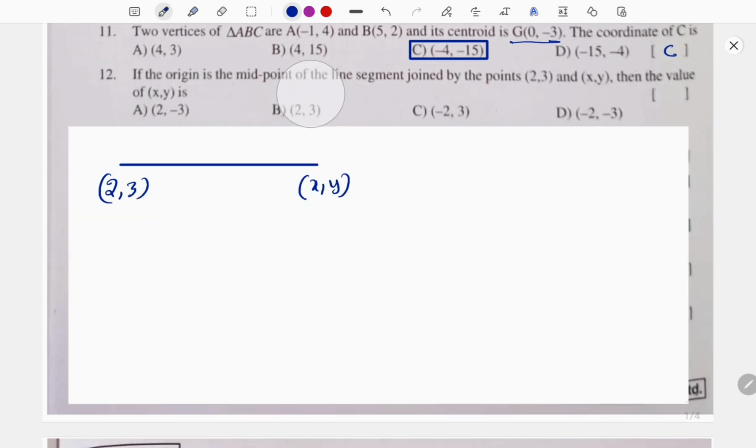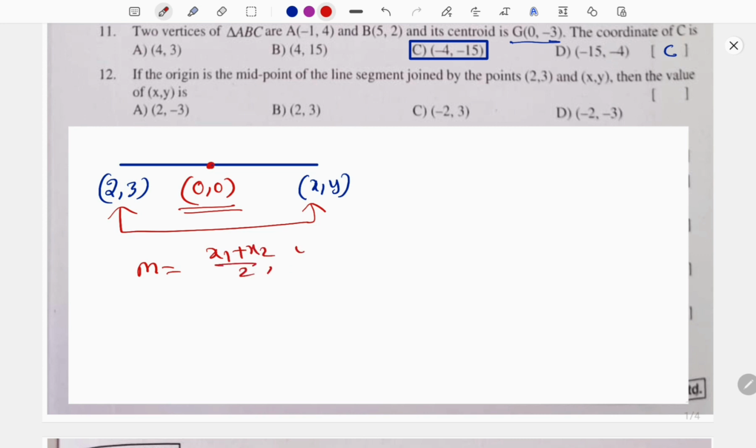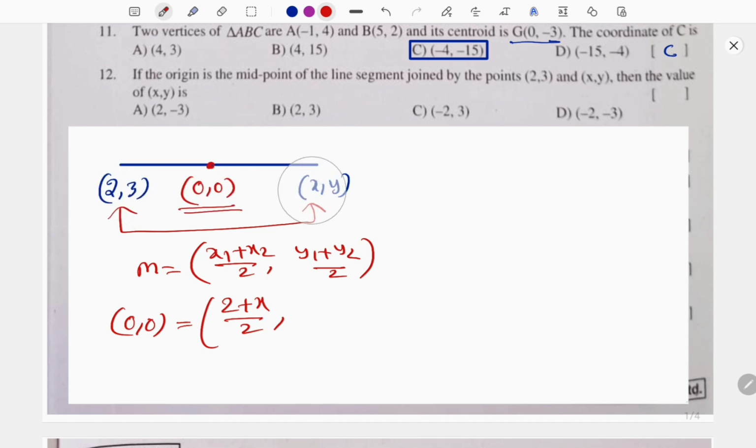Now the 12th bit. If the origin is the midpoint of the line joining the points (2, 3) and (x, y), the midpoint of these two points is the origin, you know the origin (0, 0). Now the midpoint of both we can get (0, 0). The midpoint formula is ((x1 + x2)/2, (y1 + y2)/2). So (0, 0) is equal to ((2 + x)/2, (3 + y)/2), where x1 is 2, x2 is x, y1 is 3, y2 is y.